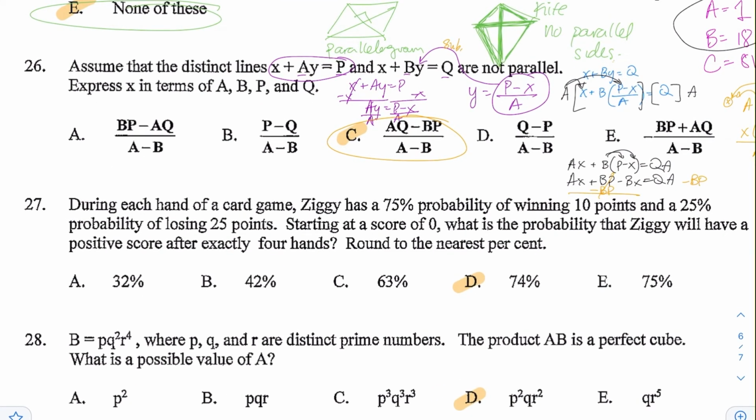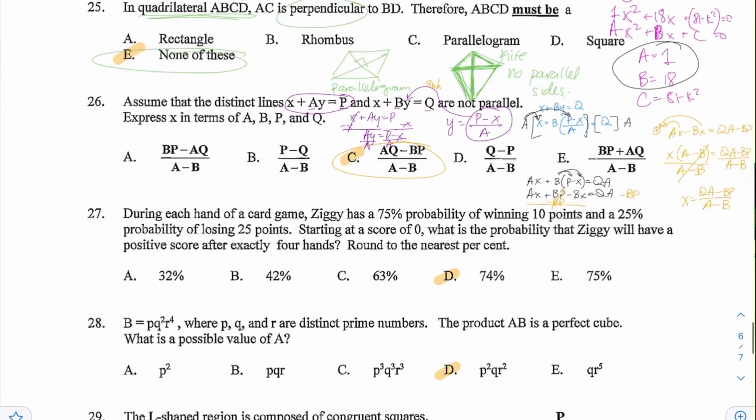Next, for number 27, during each hand of a card game, Ziggy has a 75% probability of winning 10 points and 25% probability of losing 25 points. Starting at a score of 0, what's the probability that Ziggy will have a positive score after 4 hands? You have to round to the nearest cent. So you have to do a probability tree, or just a tree diagram, and you have to branch out 4 times.